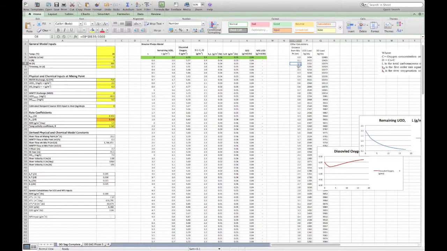The other part is you also wanted to look at your UOD load. So that's concentration times flow. So here it is. That's my concentration, and I'm then multiplying it by my flow, and I'm just dividing by thousands to get kilograms per day. And you can also look at your DO load, how much DO is being carried in the river at that time. And you can see that that's in kilograms per day as well.